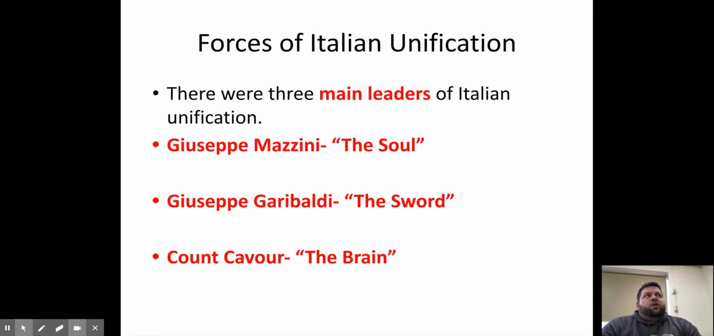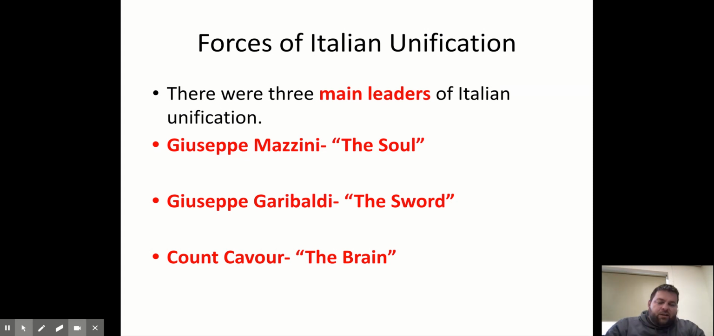With regard to Italian unification, there are three main characters that we need to be familiar with. The Giuseppes and then Count Cavour. Giuseppe Mazzini will be known as the soul. And then Giuseppe Garibaldi is the sword. And then Count Cavour is the brain.